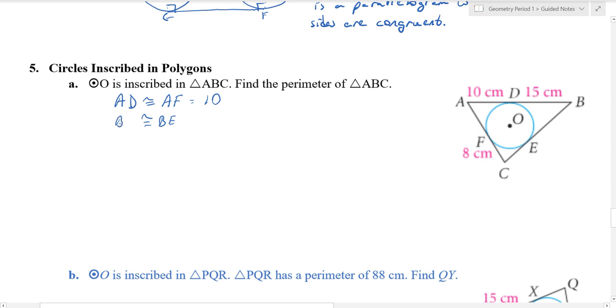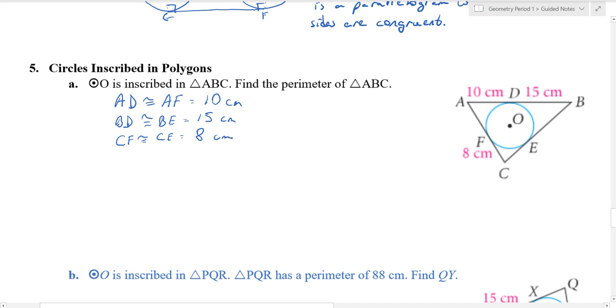You write BD. We know that BD is 15, so that means BE is also 15. Then we have CF, which is congruent to CE, and those happen to be 8. These are in centimeters, so it's centimeters here and centimeters there.